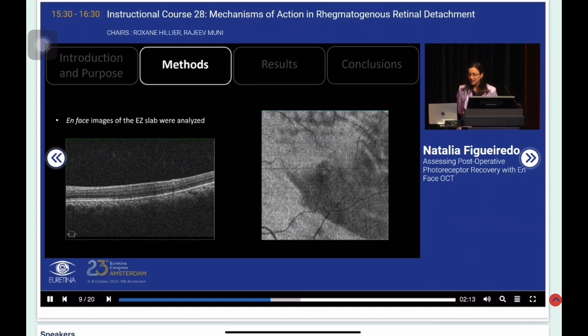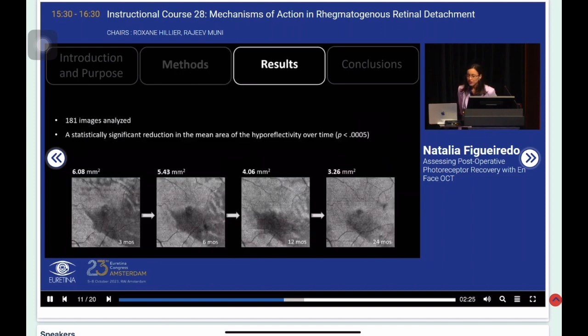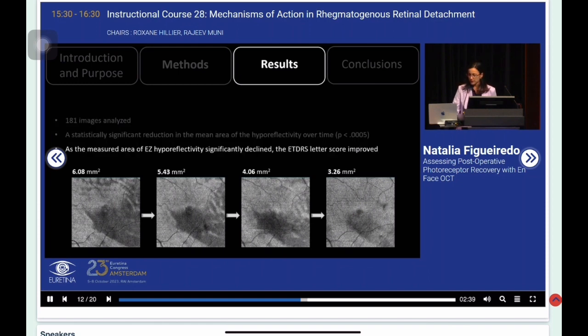We analyzed en face images of the ellipsoid zone slab, and the hyperreflective regions were assessed quantitatively. Over the 181 images analyzed, a statistically significant reduction was observed in the mean area of hyperreflectivity over time from 3 to 24 months. And as the measured area of EZ hyperreflectivity significantly declined, the ETDRS letter score improved.